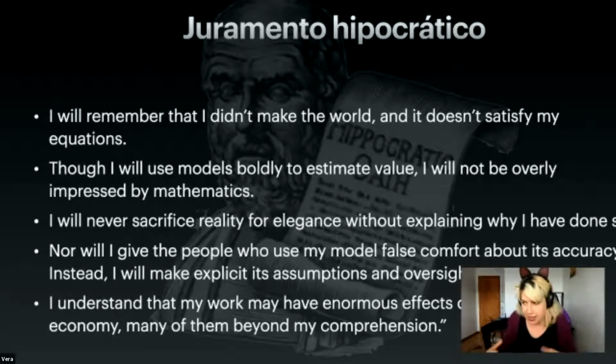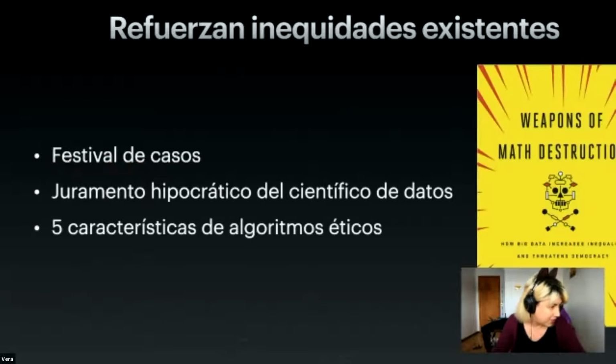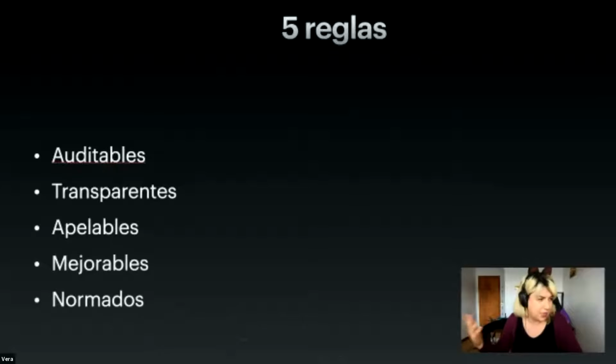And in general, about this Hippocratic oath, I feel that the suggestion is to give us the role to give doubt to everybody else instead of give assurance. And the other stuff that I wanted to put over the table is this, like, I know it's pretty naive, but this 5-item list that algorithms should be auditable, transparent, appealable, improvable, and regulated, even if it's an internal regulation.